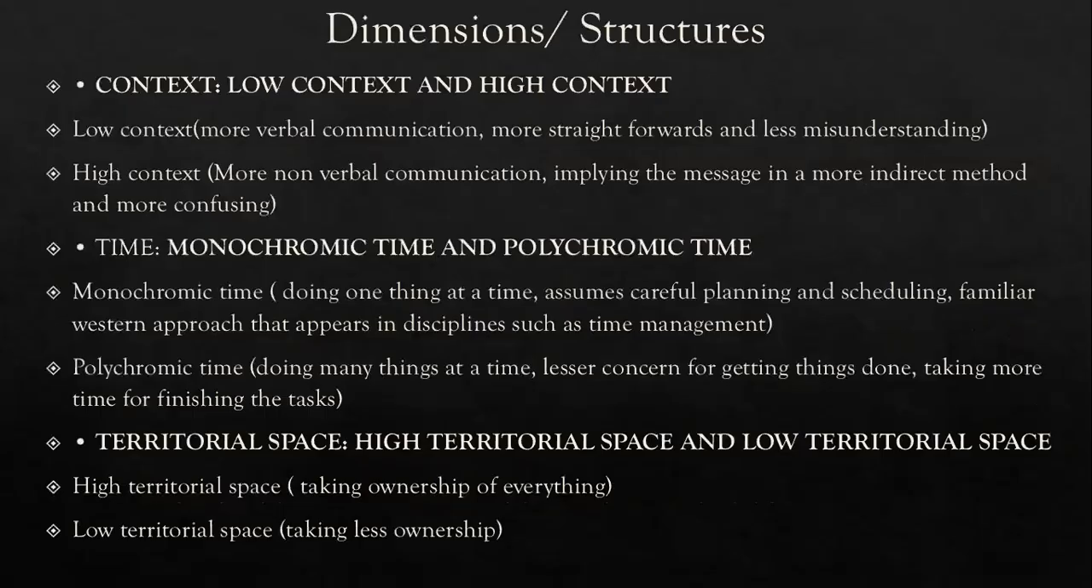So here, according to this particular person, he has come up with certain dimensions or structures, as we saw in the previous model, that is Hofstede's model, okay? So what is it that he is trying to give us? Here, there are basically two dimensions, but technically we can identify three dimensions, okay? The first is called context, the second is called time, and the third is called territorial space, okay? So let us discuss.